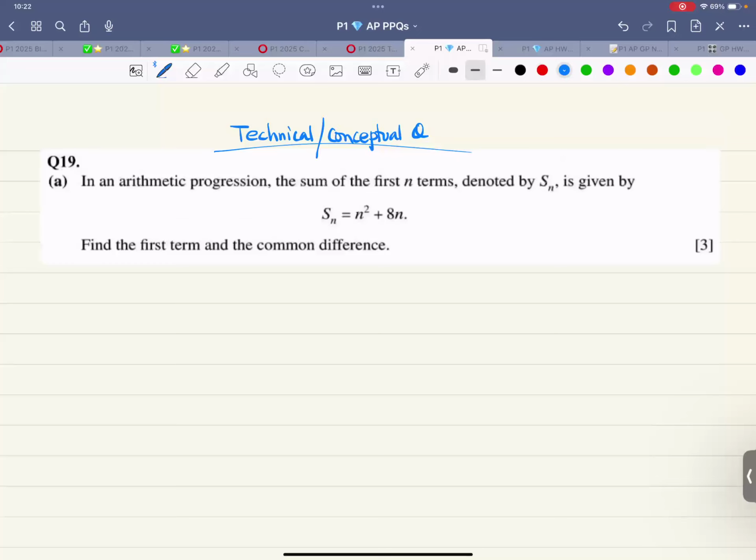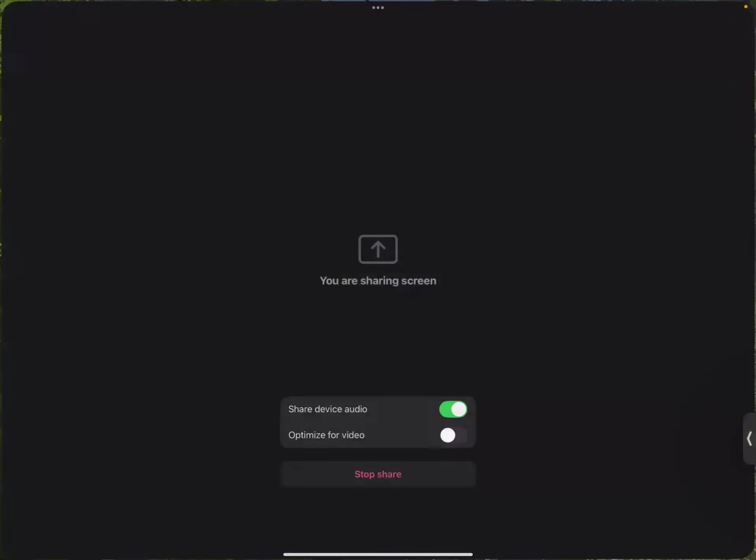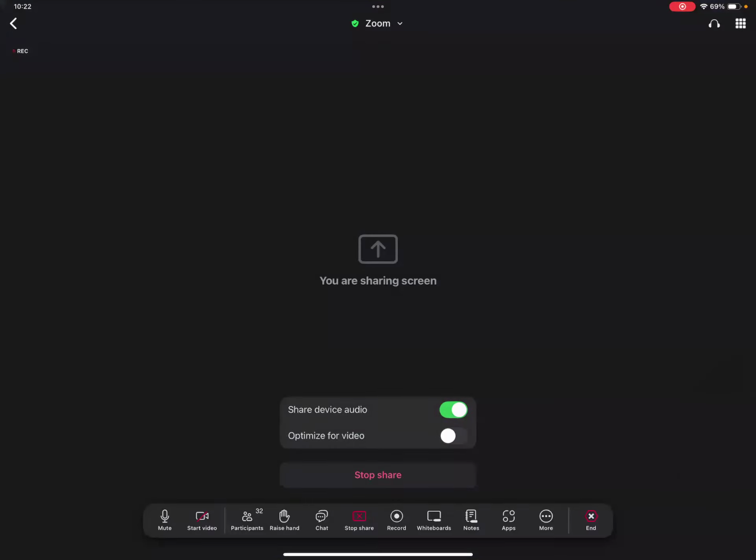It says in an arithmetic progression, the sum of the first n terms is such and such. Now, this is the sum formula that is given. Sum of n terms, that is n square plus 8n. Find the first term and common difference. Now, let me pause the recording and I want you people to try it out only for 2 minutes. Let me pause the recording.